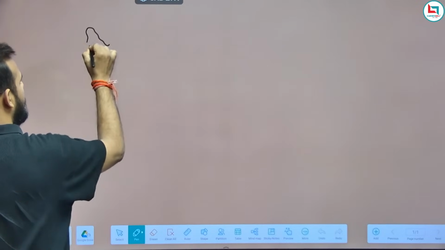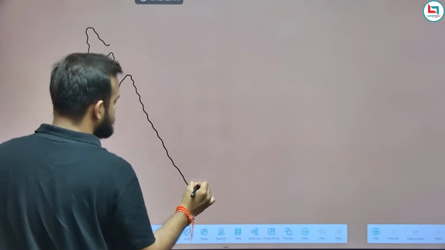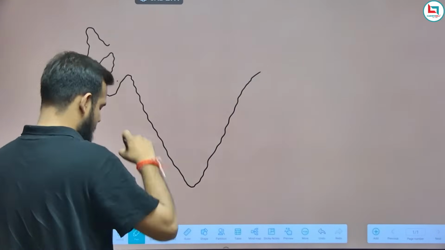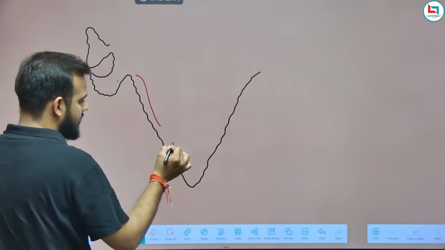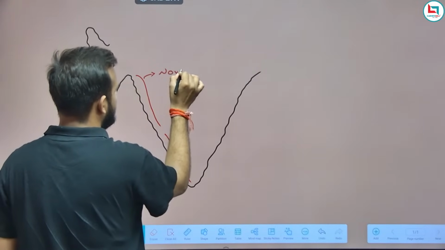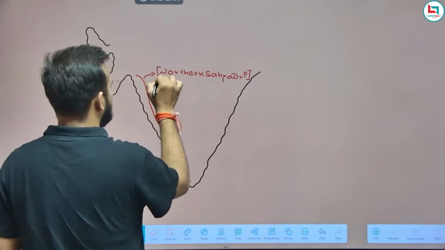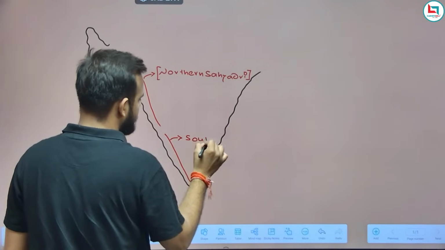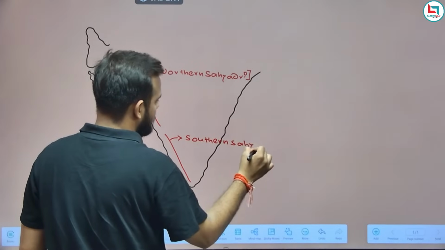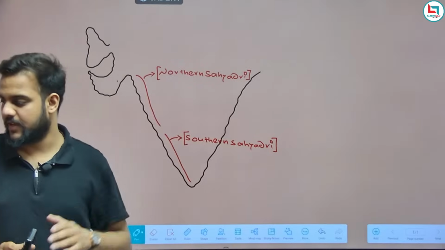Let's start with our discussion. If we look towards the Western Ghats, here we have the presence of Sayadris. These are the Sayadris. This is also known as the Northern Sayadri and the Southern Sayadri. So this is the Northern Sayadri and this is the Southern Sayadri. We have two different Sayadris.